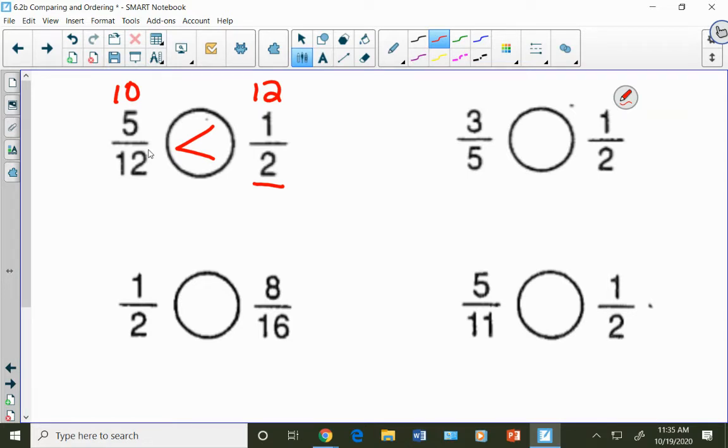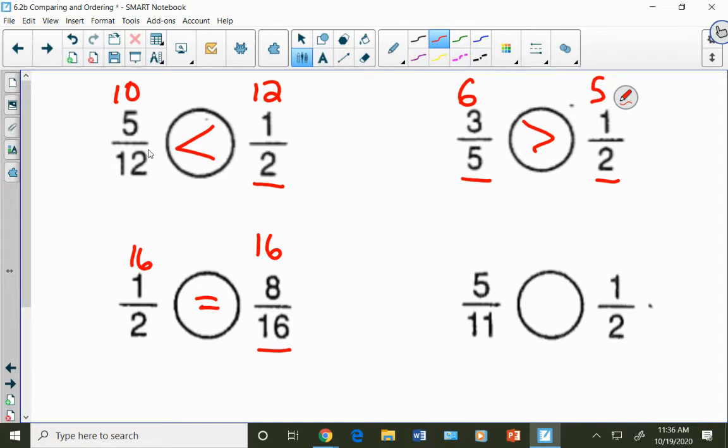Same thing here. 5 times 1 is 5. 2 times 3 is 6. 6 is larger than 5, or 3/5 is larger than 1/2. Okay? 2 times 8 is 16 in this fraction. And then 16 times 1 is 16. So these two fractions, 1/2 and 8/16, are equivalent or equal.